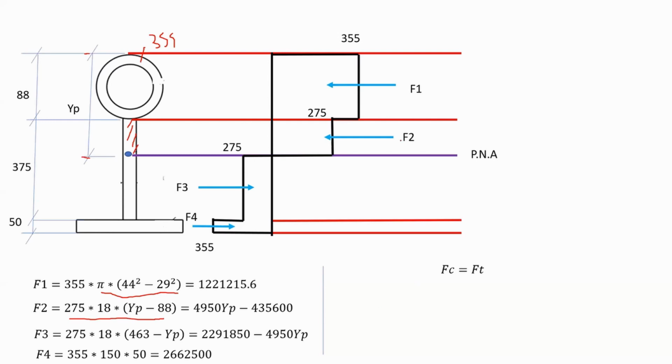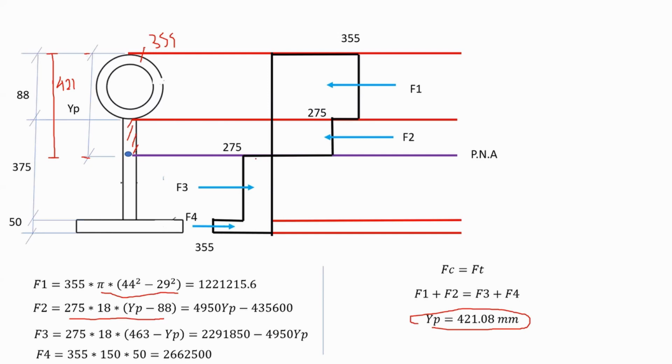As we know, the forces in compression should be equal to the forces in tension to satisfy equilibrium. And I will actually take F1 plus F2 equal to F3 plus F4. So you will take all these things, sum them up, equal to all these things over here on the other hand side. And if you calculate YP from here, it appears to be 421 millimeters from top to here. This would be 421 millimeters. Now I have the location of the plastic neutral axis.